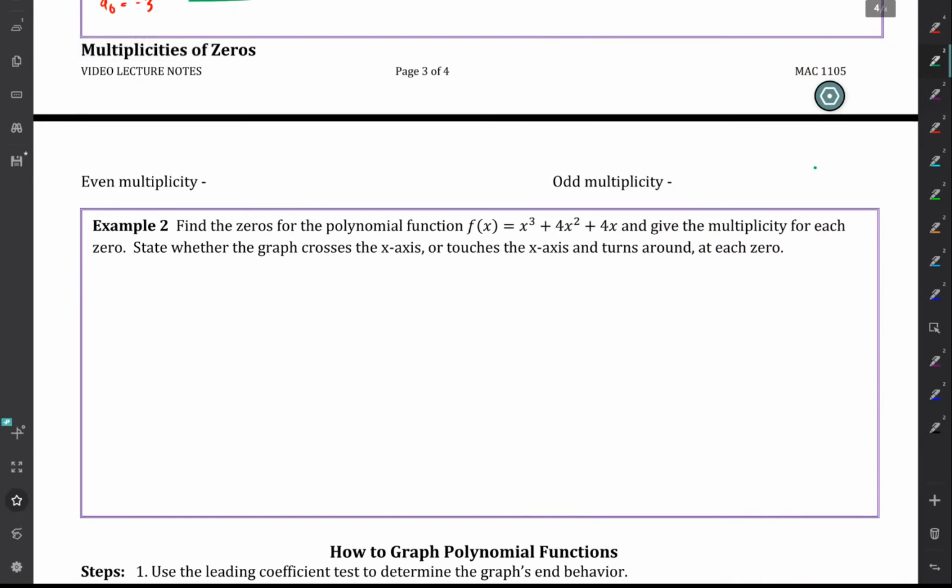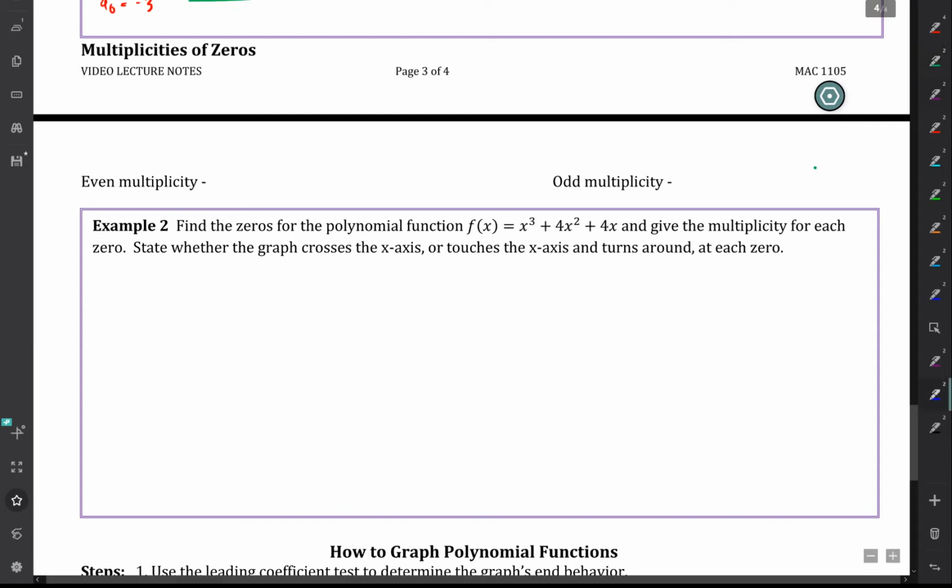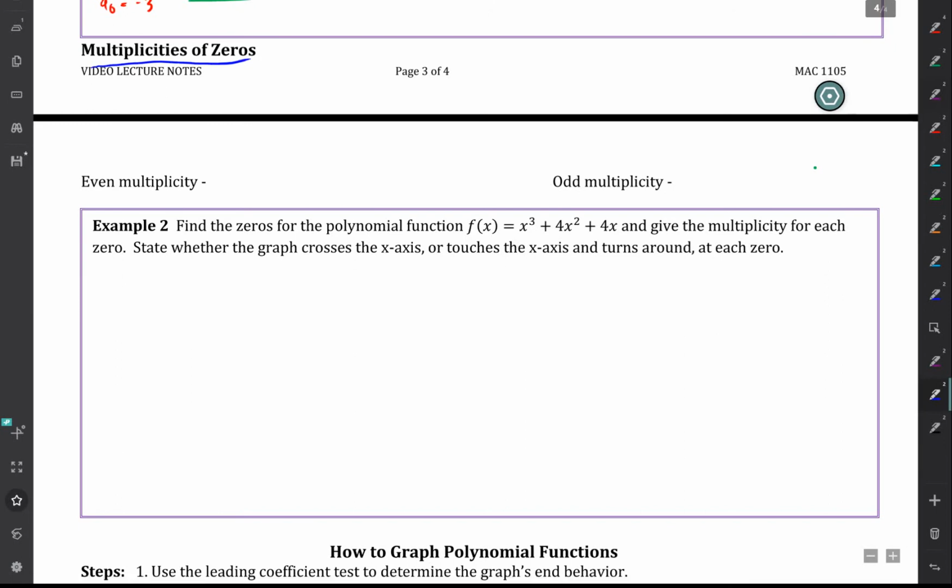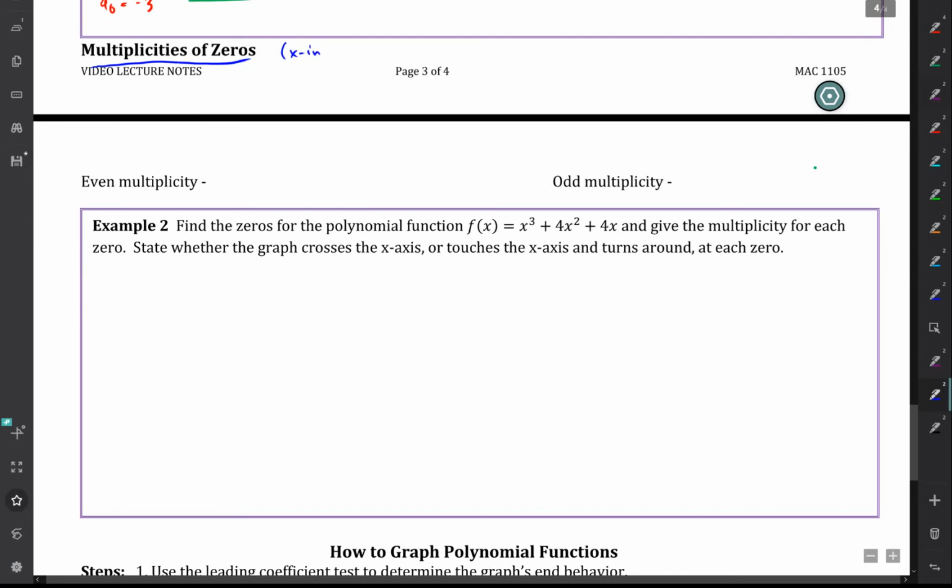We're going to keep looking at different properties of polynomials, and one of the things that holds for all polynomials is the behavior of the even and odd multiplicities of zeros. So first off, the multiplicity of a zero is how many times it is a zero. Think of the zeros as being x-intercepts.